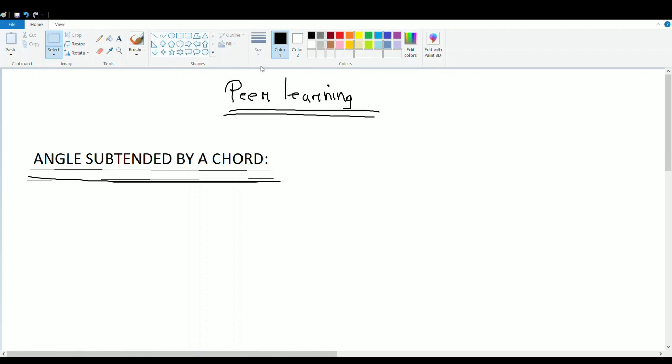So today we will discuss about angle subtended by a chord. This is an important topic. This is a new topic actually. So what is a chord?